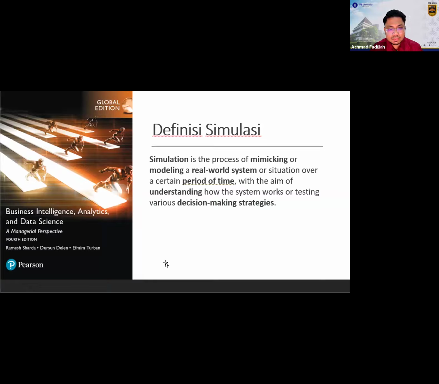Yeah, you can just try it, but it's very costly, right? And then in simulation modeling, you can simulate or mimic the real world situation. So you will understand how the system works. It is also related to your business case, and you can even test various decision making strategies.